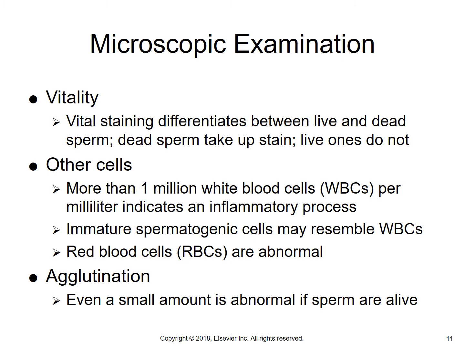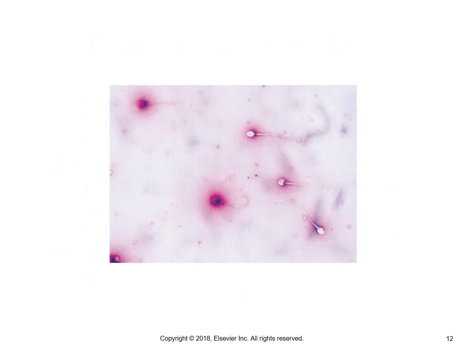Now, agglutination is also a problem because even a small amount is abnormal if the sperm is alive, because they cannot move forward due to the agglutination of the actual specimen. Now here is a vitality stain where the sperm are alive, meaning the membranes are intact, and the pink stained sperm are dead, meaning that the membrane is damaged or permeable.